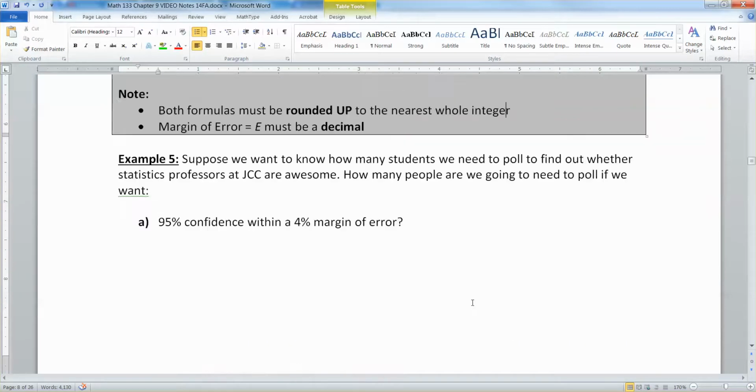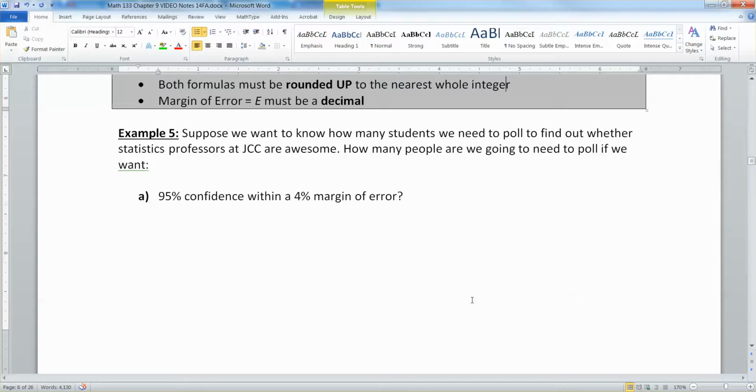All right, so suppose we want to know how many students we need to poll to find out whether statistics professors at JCC are awesome. So we want to go do a poll of JCC math professors, because just how we are, and we need to know how many people do we need to get? How many students are we interested in? So we want 95% confidence with a 4% margin of error.